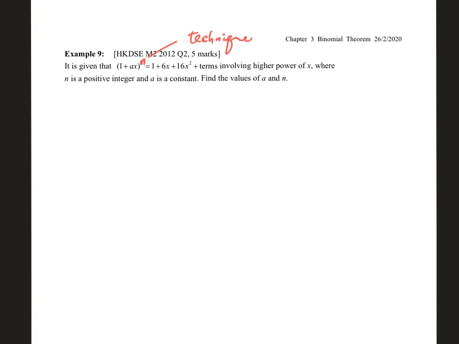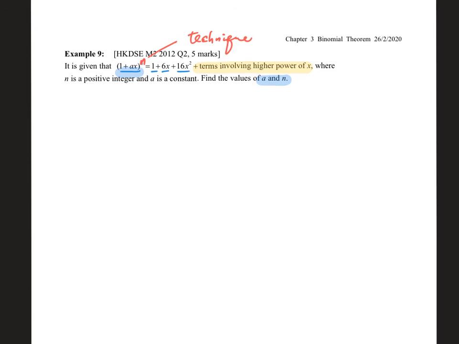Now it tells you that when you expand it, you have 1, 6x, 16x squared, and it also tells you that some terms involving higher powers of x are omitted. So when you do the question, you need to expand the brackets by yourselves. And now you're asked to find a and n, because you've got two important pieces of information. Actually, it's 6 and 16x squared respectively.